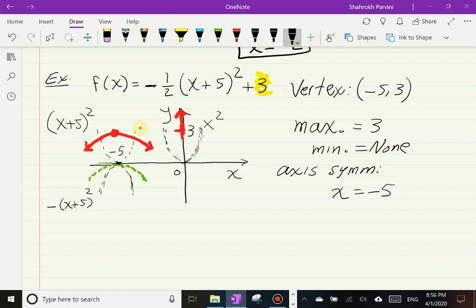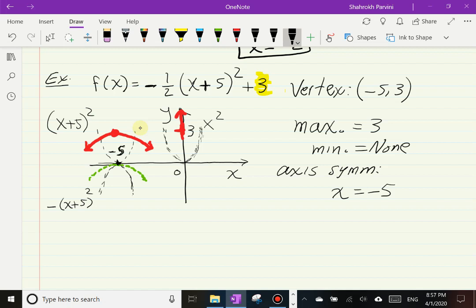Now, the -1/2. A negative causes a reflection. A half makes it flatter than the basic parabola. So that's what I did next. Well, actually, what I did next was this. Because of this plus 5, I moved the parabola to the left. So there is a horizontal shift to the left 5 units. So I shifted the parabola to the left 5 units here. Okay, and there we have it.